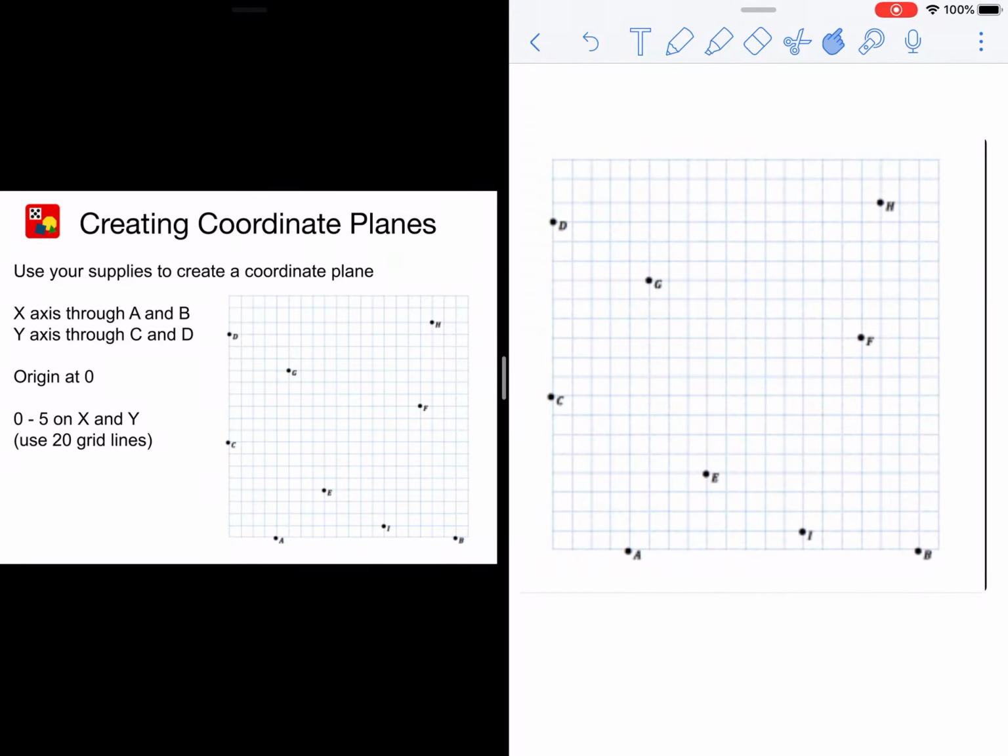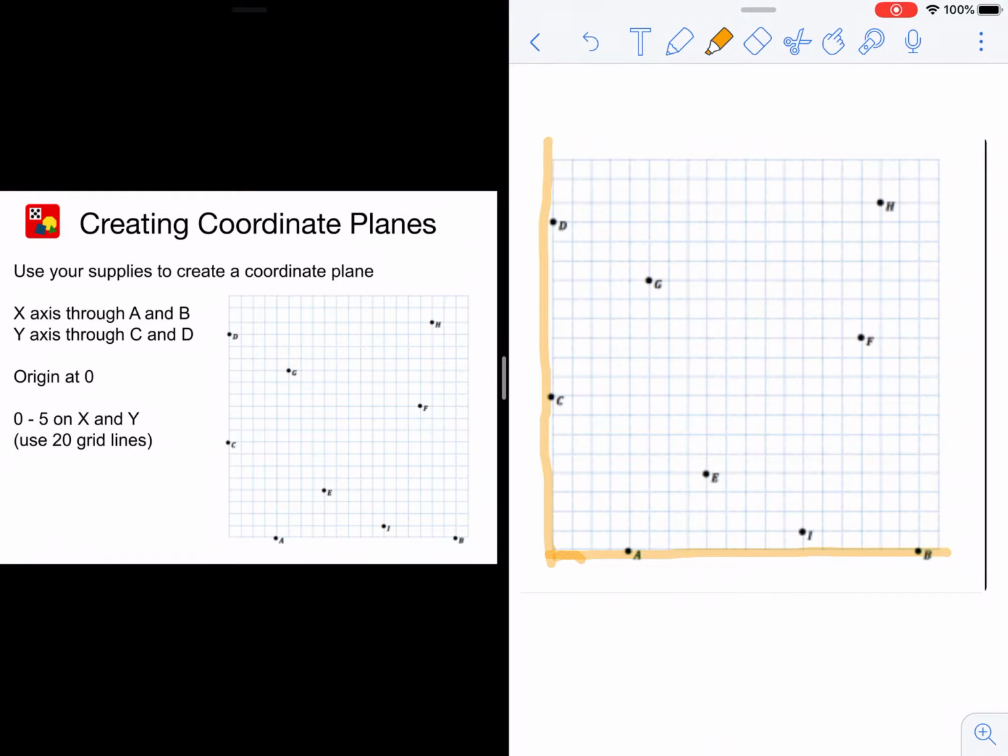And now we are going to begin with our concept development today. So you're going to use your supplies to create a coordinate plane, okay? Your coordinate plane is going to need to have, on the very bottom, it says 20 grid lines. So what that means is that there are 20 spaces down here at the bottom. If you need to, turn the booklet that you have horizontal. You need 20 spaces going horizontally, and then also 20 spaces vertically.